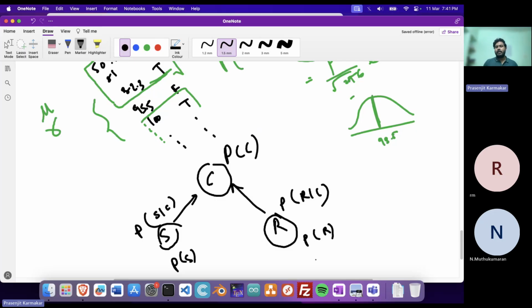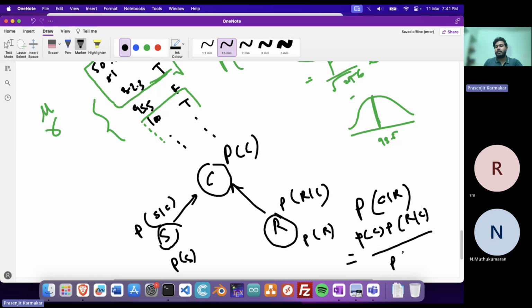Now, if I want to compute probability of C given R, the probability of R given C is okay, we can compute it from data. Sorry, C given R: we can just use the Bayes theorem. So probability of C times probability of R given C, divided by probability of R.